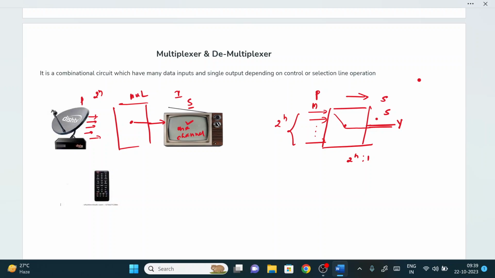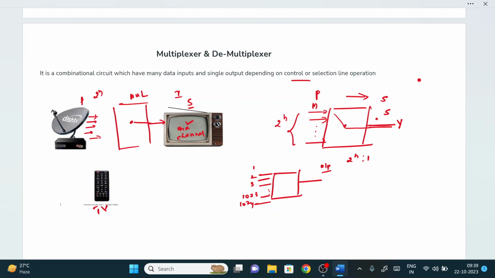Now we see that we have something called the TV remote, which we can also call the controller or selection line operation. Now we'll see what the controller selection line operation means, and what the need of this selection line operation is. If you see this multiplexer, suppose for example channel number 1, channel number 2, channel number 3 and so on, channel number 1023, 1024, I have these many channels, right? But at a time at the output I can see only one channel, right?